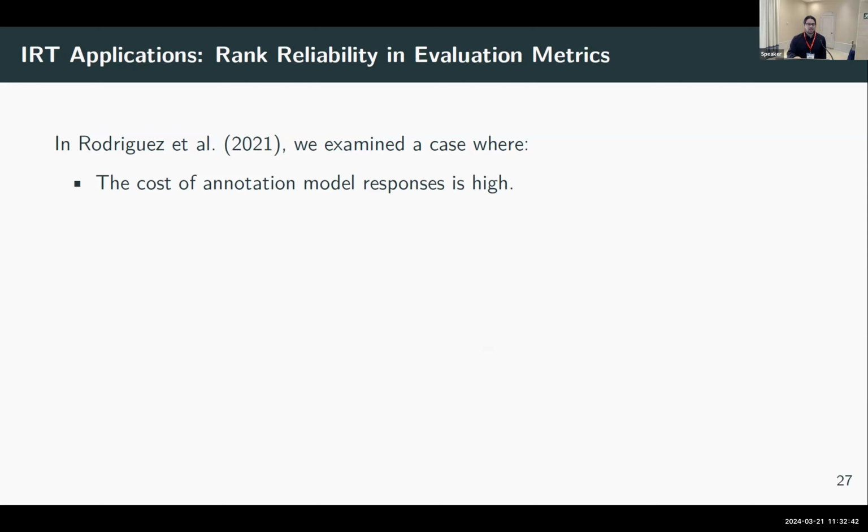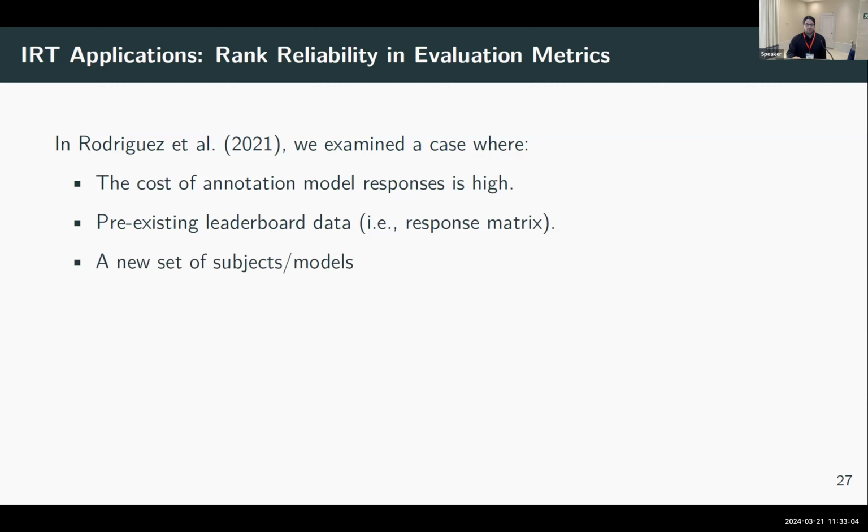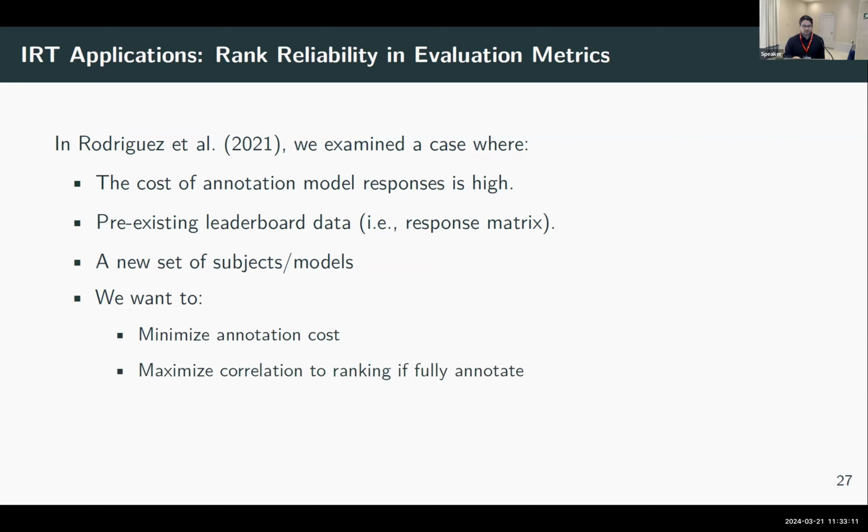So we're going to assume that the cost of annotation of model responses is high. In this paper, we are working with SQuAD. So actually getting the correctness of a given answer is not high, but I think now in the realm of grading generative AI models, it's more relevant. We have pre-existing leaderboard data. In this case, SQuAD, we have the response matrix. And we have a new set of subjects or models that we want to evaluate. We want to minimize the annotation cost and maximize the correlation to the ranking that we would generate if we had used all the data instead.